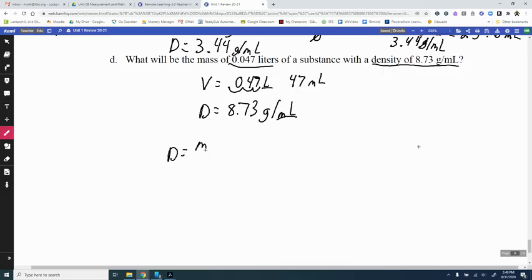Okay. Now we have to rearrange our equation. D equals M over V. Now again, this time we have density, but we don't have mass. So we've got to get mass by itself. So we're going to first multiply both sides by V. V will cancel out. And look at that, we have mass by itself. So that's all we have to do. So this time we're just going to multiply 47 by 8.73.